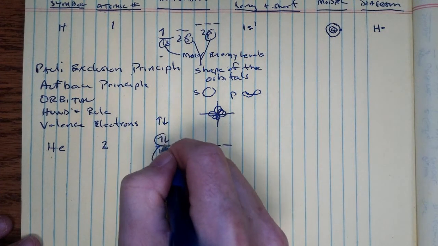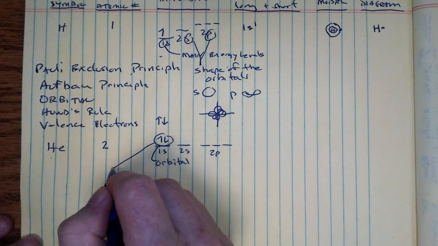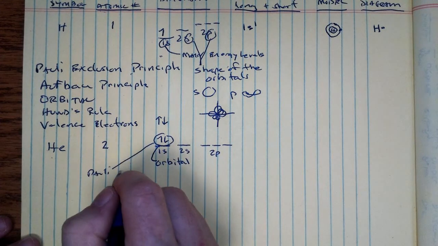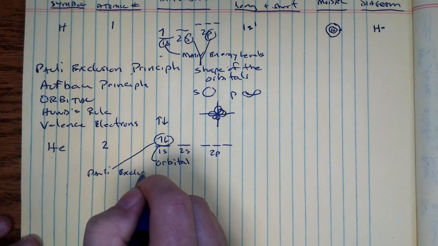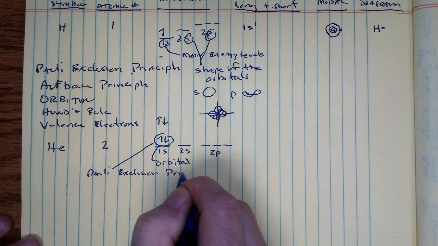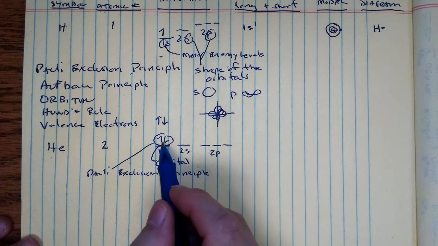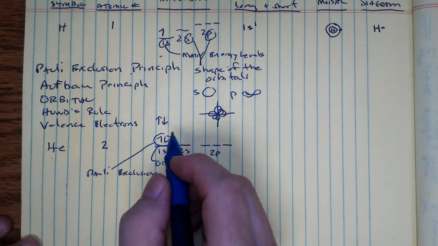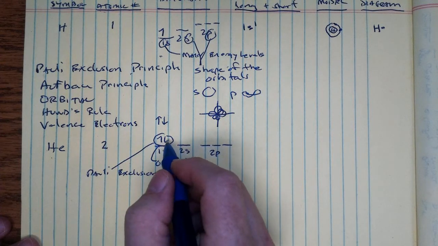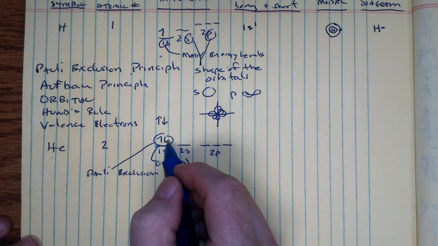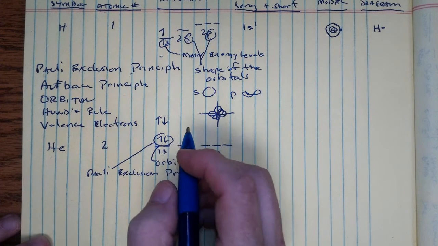And because we have 2, this is going to follow the Pauli exclusion principle, which states that only 2 electrons can occupy 1 orbital, and they have to be spinning in different directions. So this electron is spinning clockwise. This electron is spinning counterclockwise.